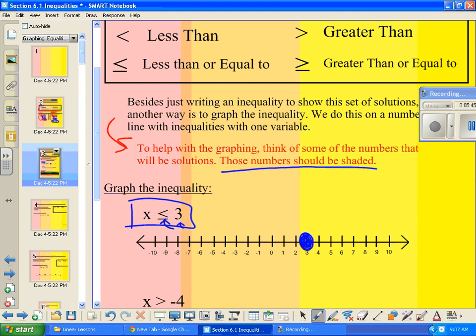Then, as I read this, it says x is less than or equal to 3. So x has to be all numbers that are less than 3. Well, where are those numbers on the number line? That's numbers like 2, 1, 0, all the negative numbers. So these are the numbers that I want to shade in. So here's what it looks like to graph that inequality. A closed circle on the key number there, 3, and then I shade to the left. All those numbers are solutions to that inequality.